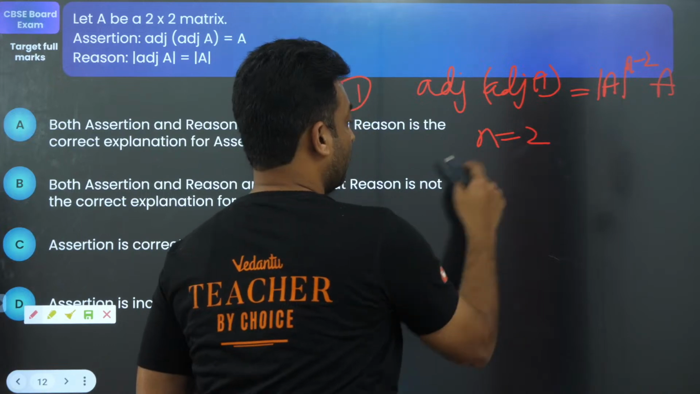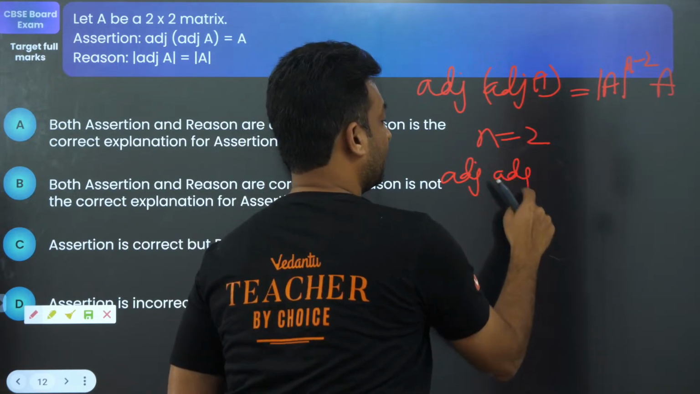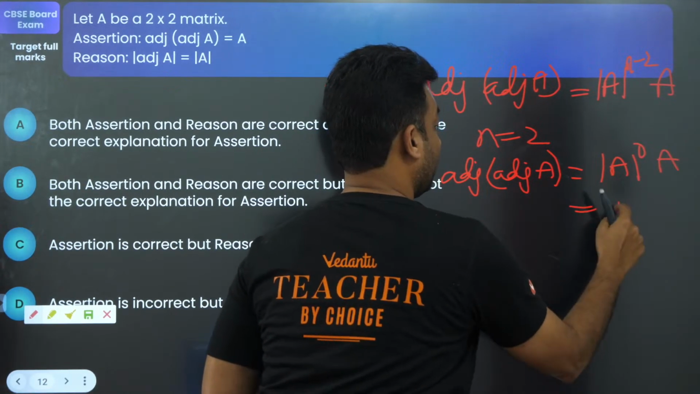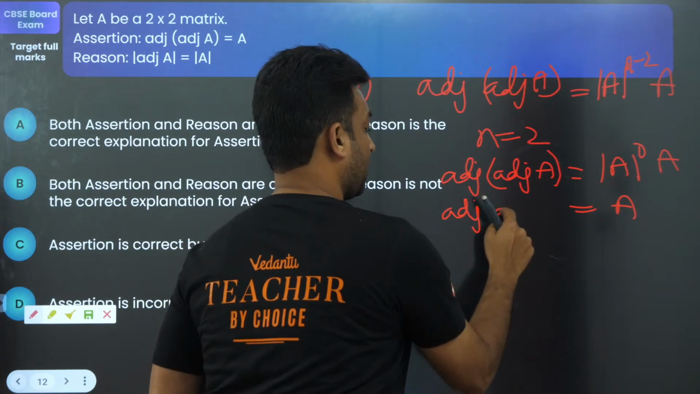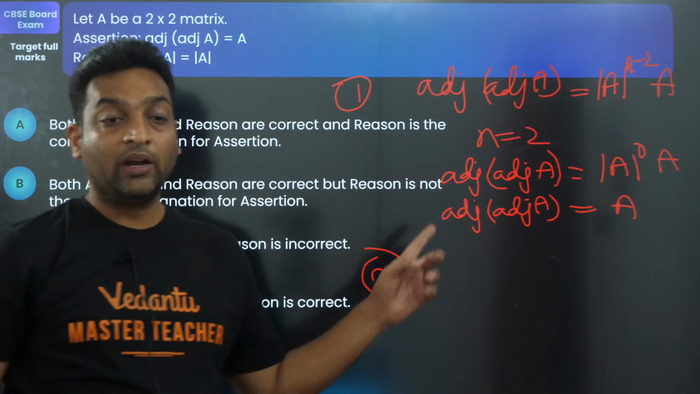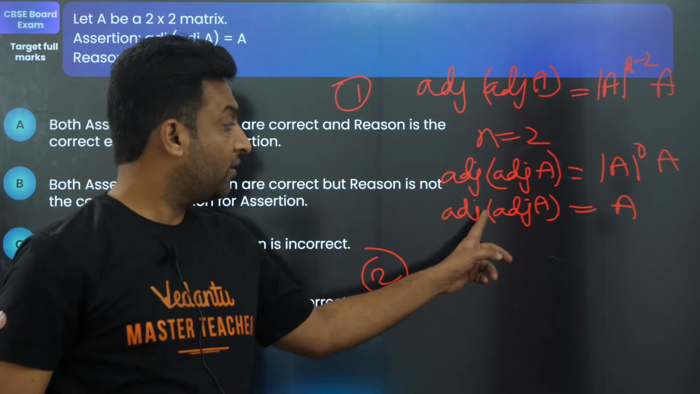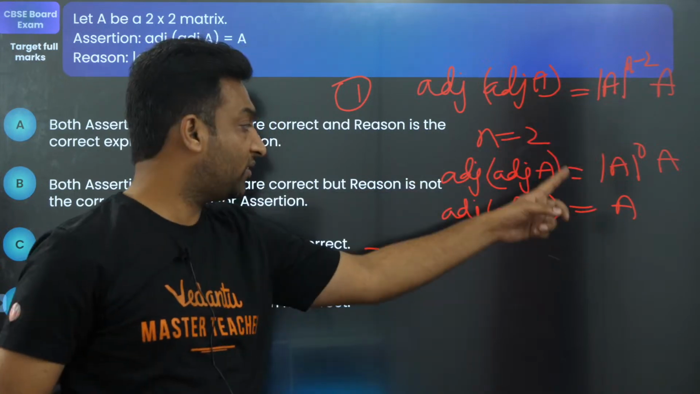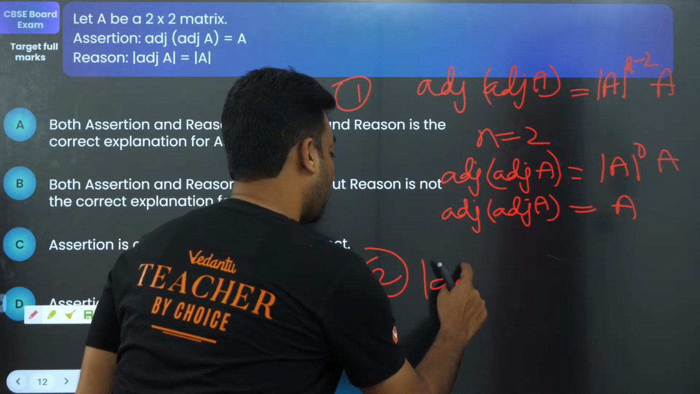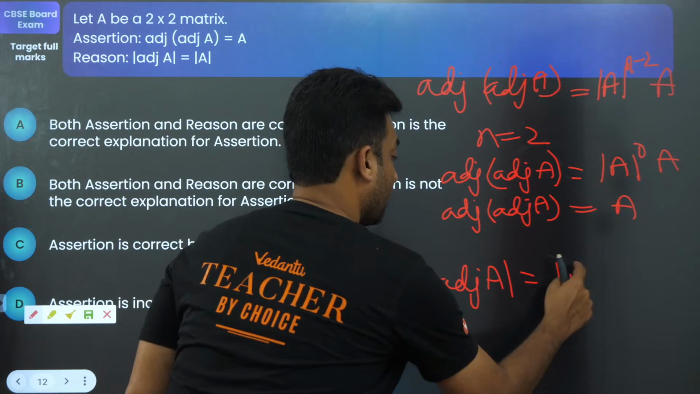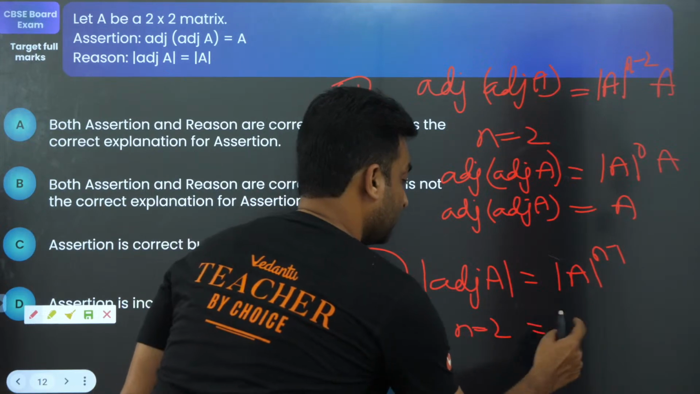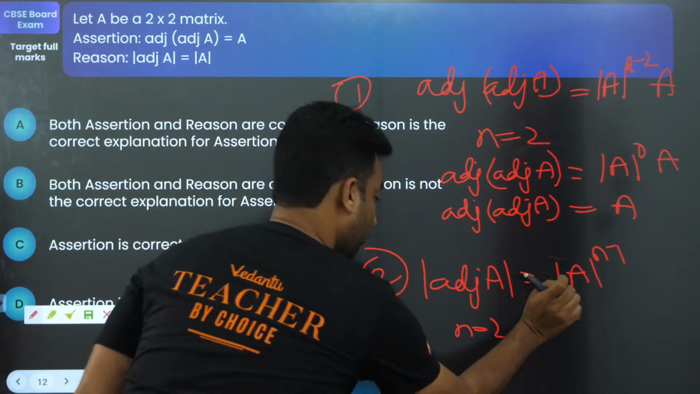N is 2. So adjoint of adjoint a here is determinant a raised to power 0 into a, which is a. Sorry, I applied the wrong formula. That is a only, adjoint of adjoint a. And determinant of adjoint a is determinant a raised to power n minus 1. Put n equals to 2, applying that, what do you get?